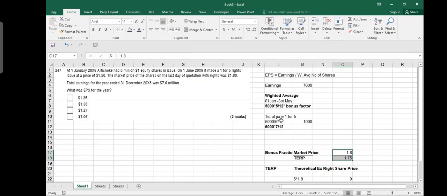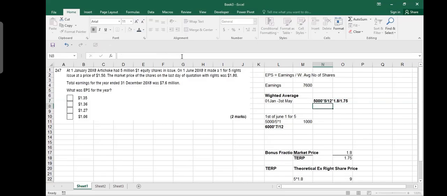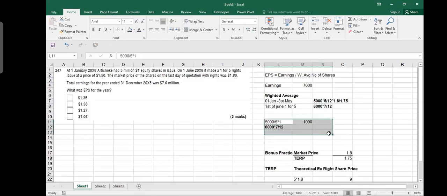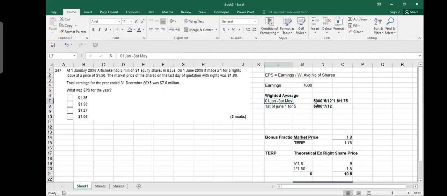Your weighted average number of shares is that from 1st January to this period, your shares are this much, 5,000 shares. When you go to the next period, your number of shares is 6 million. I just remove this, I don't need it; I was just showing you. So in the first 5 months, you had 5 million shares. So 5 million multiplied by 5 months divided by 12 months multiplied by the bonus fraction. For the next 7 months, from 1st June to 31st December, you had 6 million shares because you issued bonus shares. You put these numbers here, and you make a total.